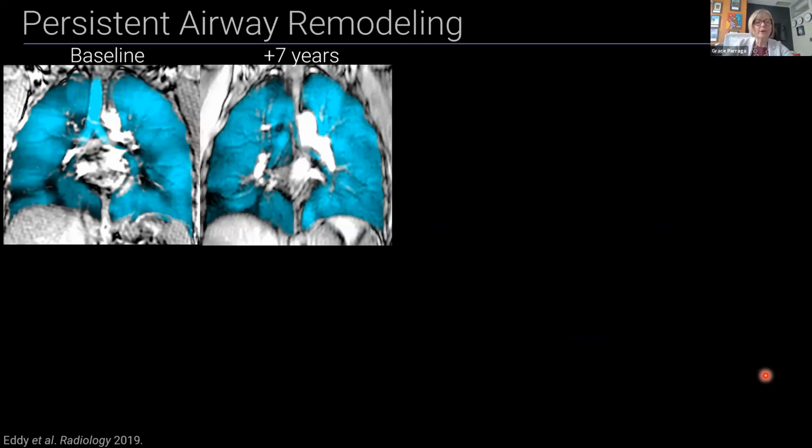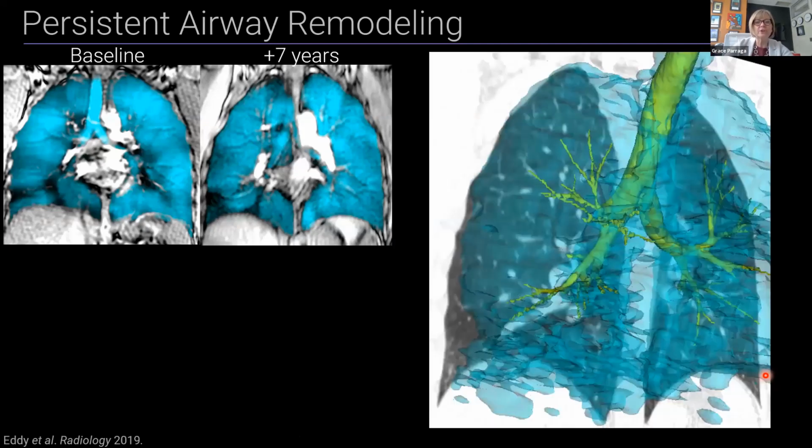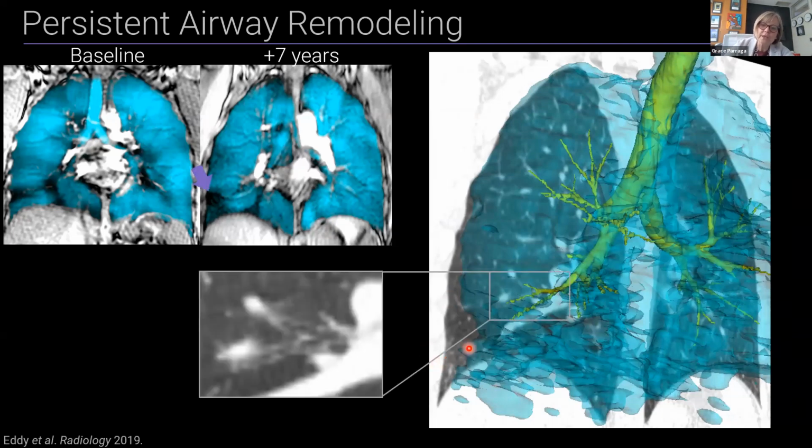Another point I wanted to bring out is a similar patient with a baseline and 7-year remodeling. I've blown this up and co-registered the MRI to the CT. I'm showing you this airway that leads to this persistent ventilation defect in 3D. And here's the airway that leads to that ventilation abnormality.